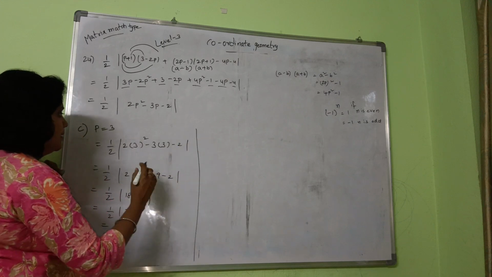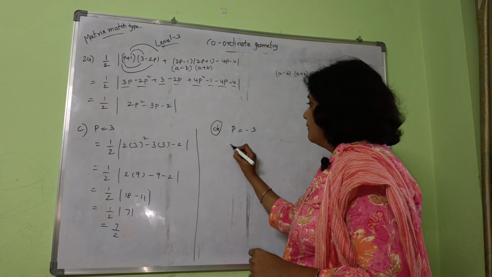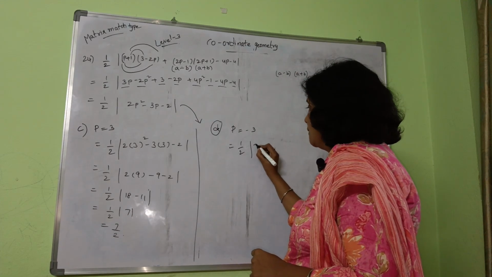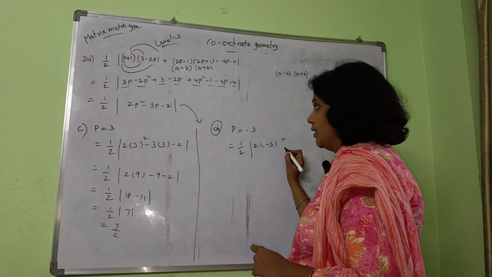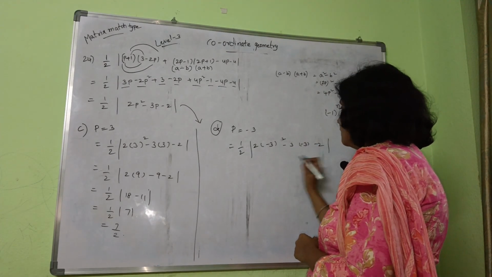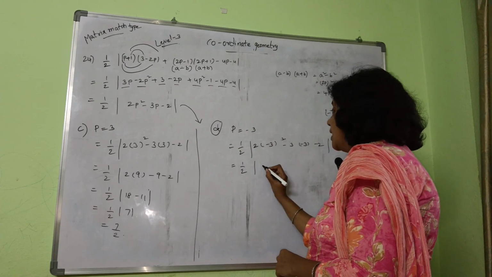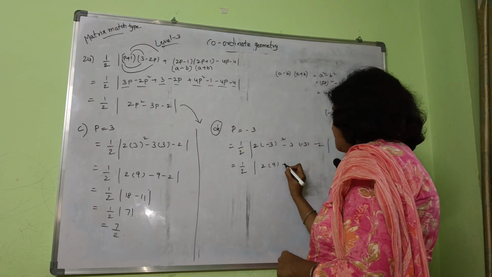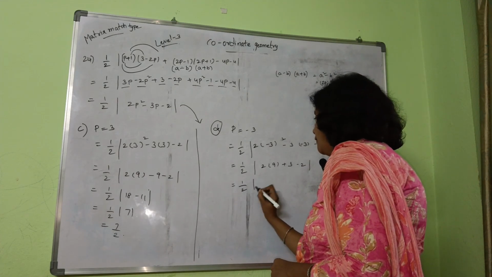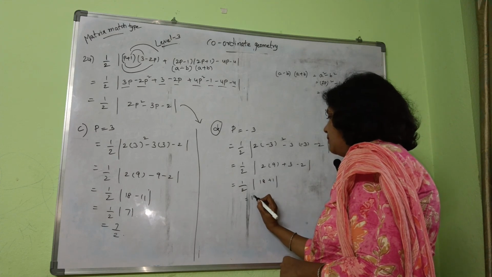Okay. For this sum, we are doing p is equal to minus 3. 1 by 2 into, so I am keeping minus for this expression also. 2 into minus 3 whole square. In the place of p, I am just keeping the minus 3 value. 1 by 2 into minus 3 whole square, and how much? 9. Minus into minus is plus, minus 2. So 1 by 2 of 2 nines are 18. 3 minus 2 is 1. 18 plus 1, 19 by 2.